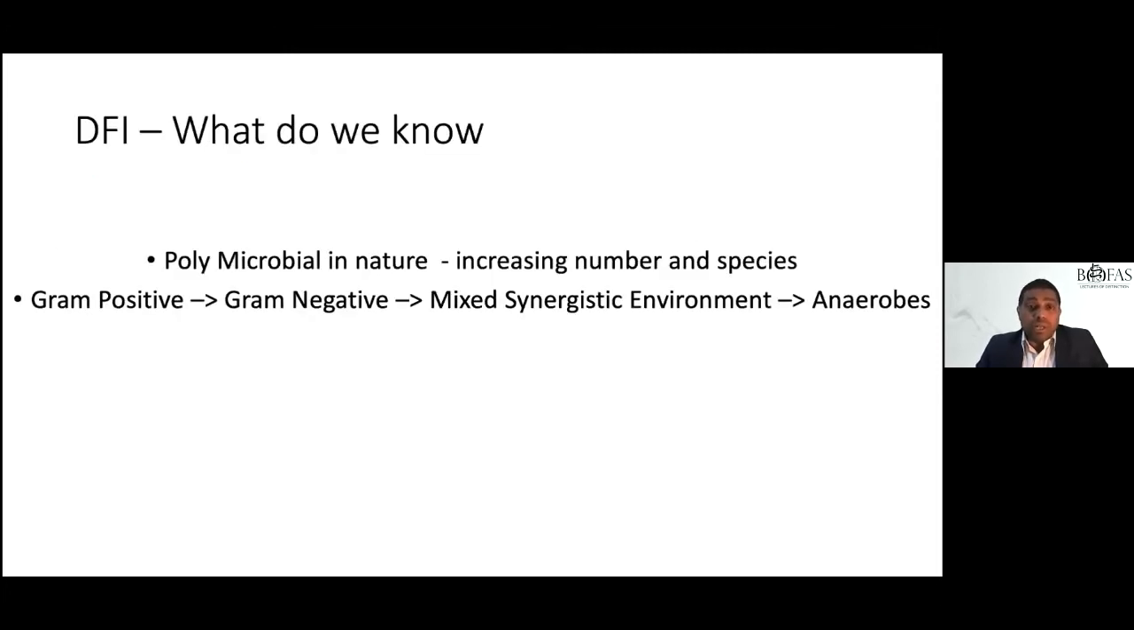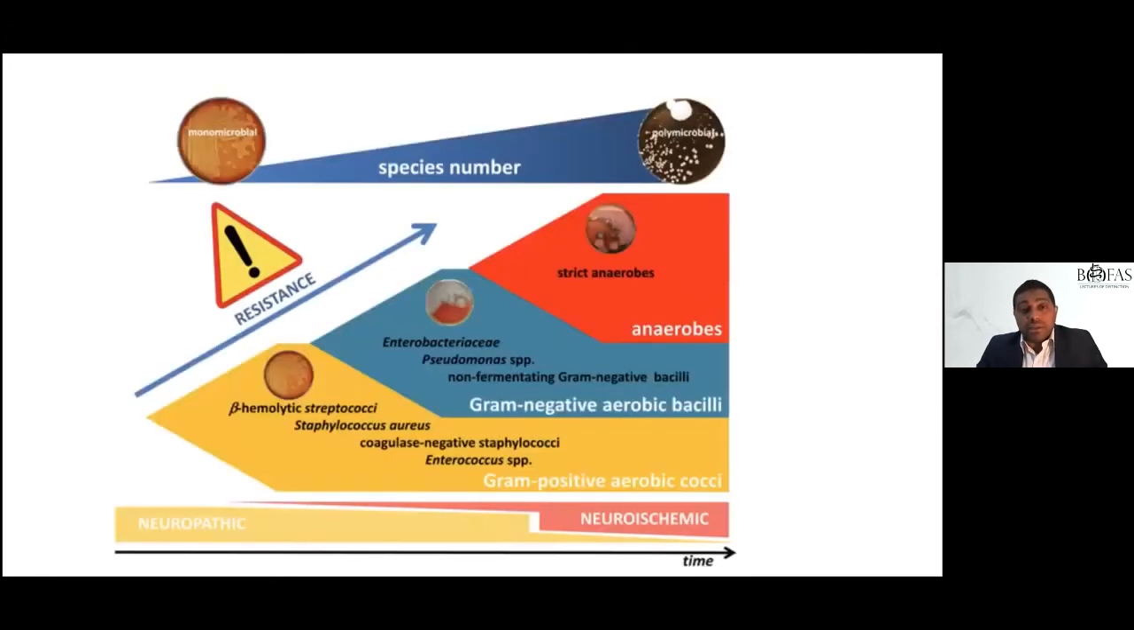Now, what do we know about diabetic foot infections? We know that they are generally polymicrobial in nature. And as time passes, you get increasing numbers of infecting organisms and species. To start off, these are simple infections. They are gram-positive and they become gram-negative, subsequently become mixed synergistic, and lastly, when gangrene sets in, you get anaerobic infections. This is the cascade.